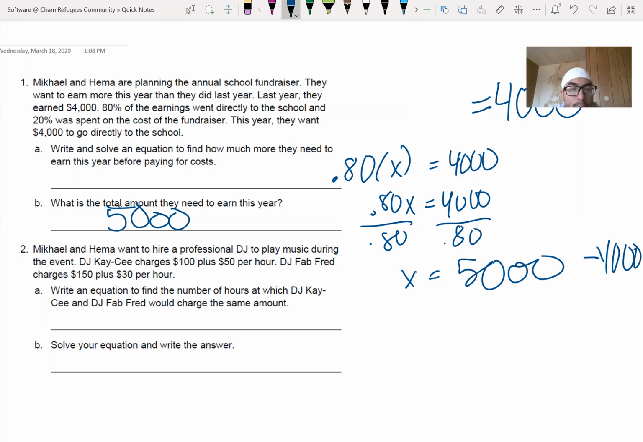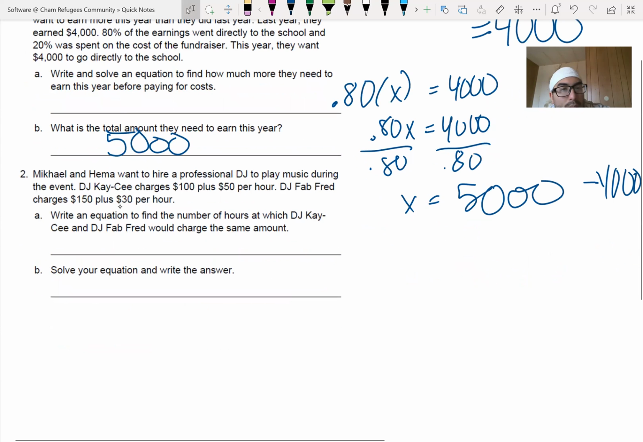So it says Michael and Hema wanted to hire a professional DJ to play music during the event. DJ KC charges $100 plus $50 per hour. And then DJ Fab Fred charges $150 plus $30 per hour. Write an equation to find the number of hours at which DJ KC and DJ Fab Fred will charge the same amount. Solve your equation and write the answer. Very easy. This one I know for sure we can do.